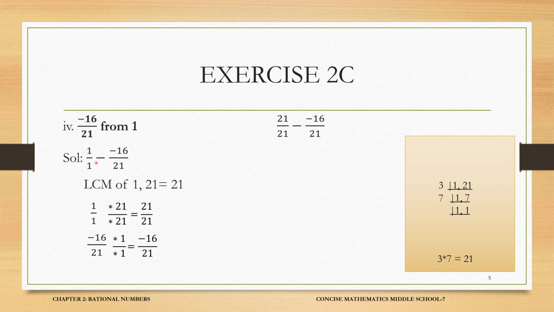I'm just substituting this, replacing this 1 by 1 with 21 by 21 and writing this as it is, because we got the same answer. Minus into minus becomes plus. 21 plus 16 by 21. Both are having plus sign, so just put plus sign and add it. It becomes 37 by 21.